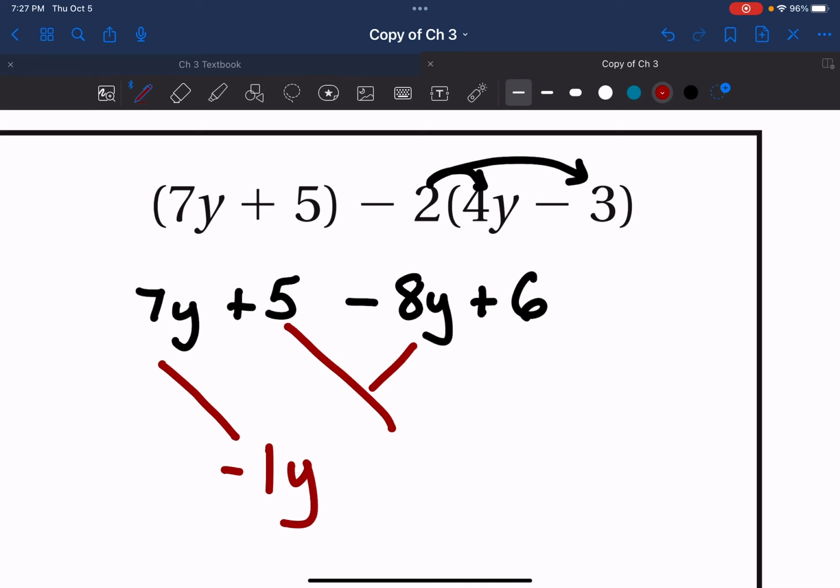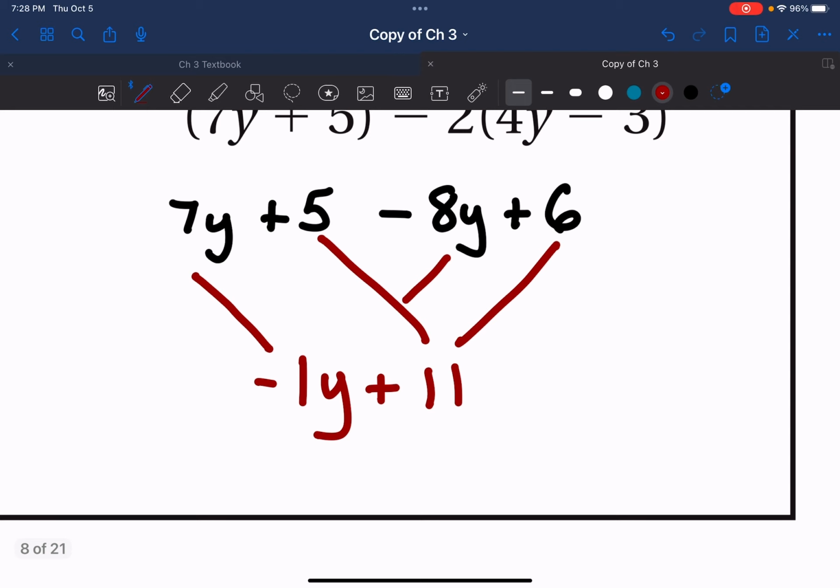Now let's do the 5 and the 6. They're both positive, so we're just going to add. 5 and 6 make 11. And it is positive 11. And since it's positive 11, that's how I know the plus sign goes in the middle. Okay, that looks pretty good. And honestly, if you put that as your answer, you'd be totally right.